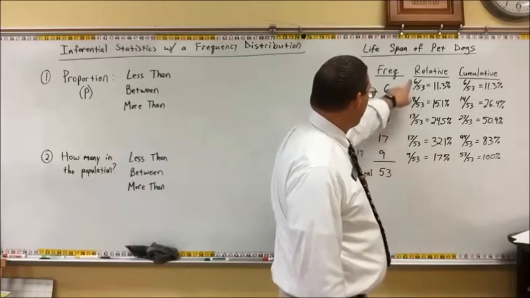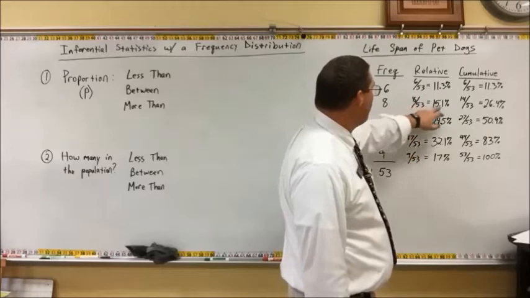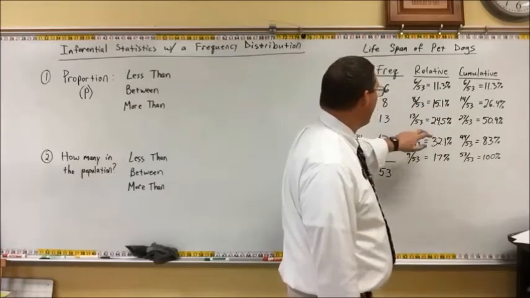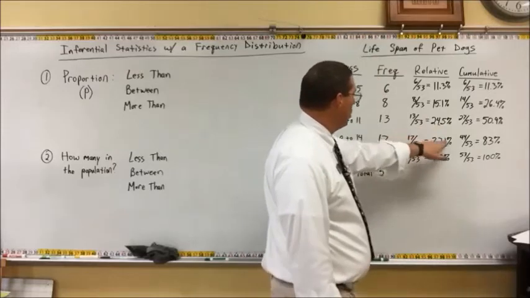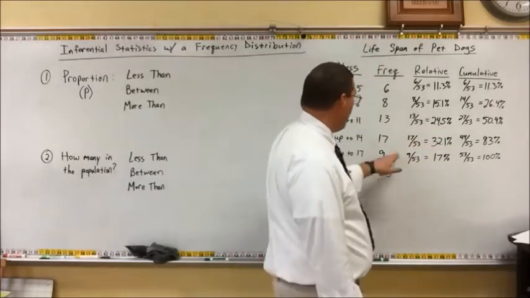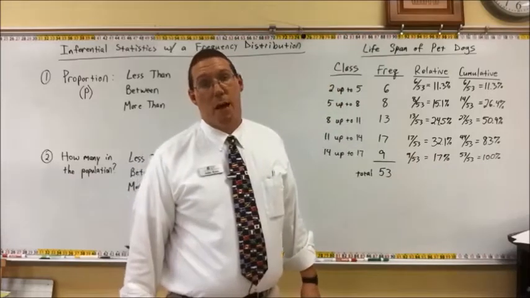6 out of 53 were 2 up to 5, and that's about 11.3%. 8 out of 53, 15.1%. 13 out of 53, 24.5%. 17 out of 53, 32.1%. And 9 out of 53, 17%. That was 17% of the observations.